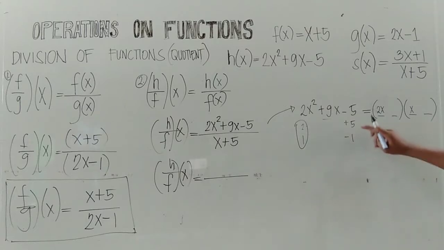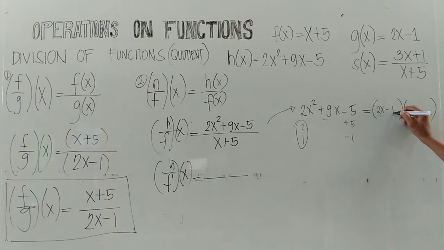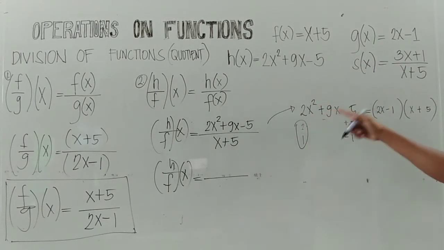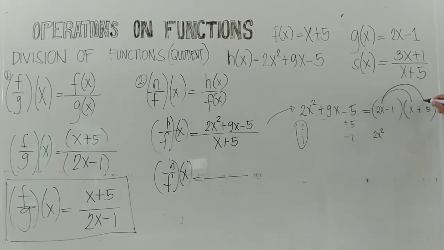Okay? Now, what are the factors of negative 5? So, trial and error. First, let us use positive 5 times negative 1. So, that will become negative 1 times x plus 5. Then, by FOIL method or multiplication, we can check if these factors are correct. If we multiply, let's see if we can get back to 2x squared plus 9x minus 5. So let's multiply 2x times x, we have 2x squared. Then 2x times 5, we have positive 10x. Then negative 1 times x is negative x, or it will be understood that the numerical coefficient of x is 1. Then negative 1 times positive 5 is negative 5.